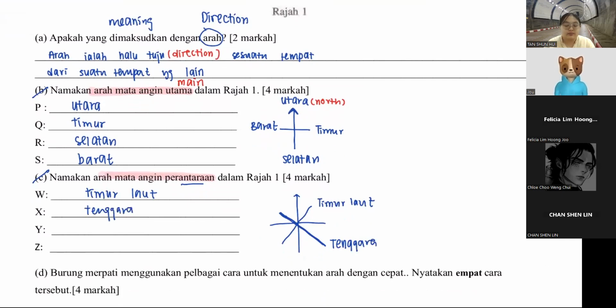All right, and followed by this one. Selatan and barat in between, we call it barat daya. Right? If you forgot, you can write it down. And then the last you have is what? Barat laut, in between utara and barat. Okay, antara, in between.